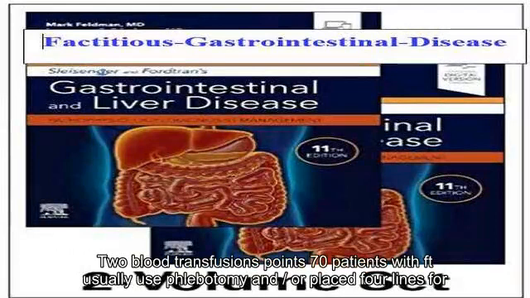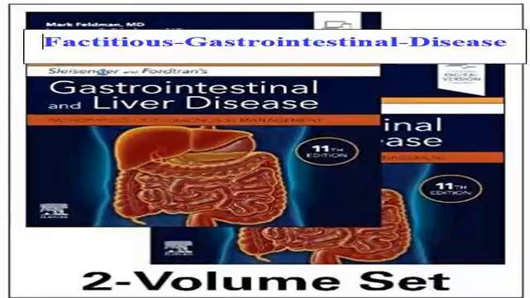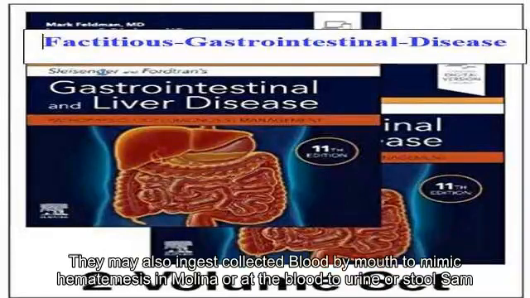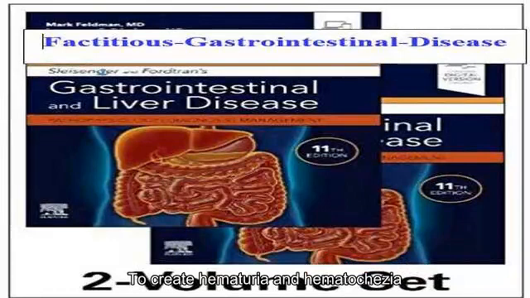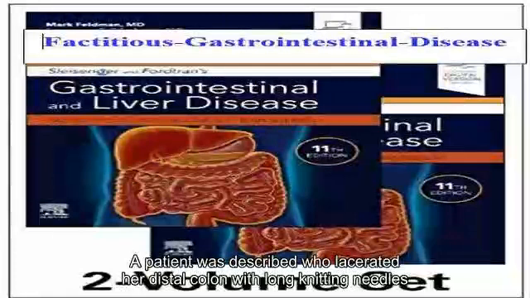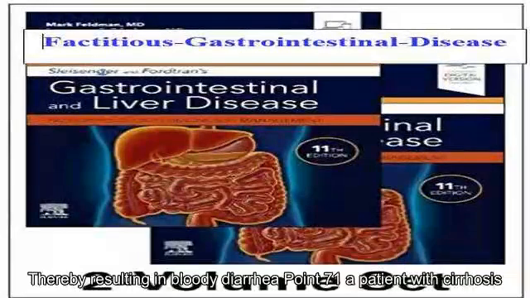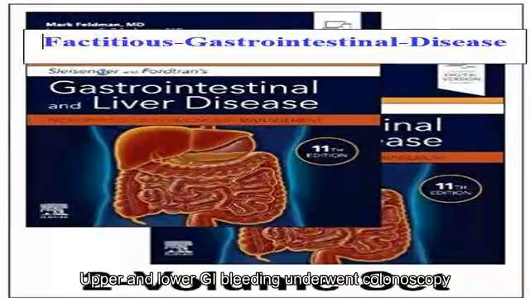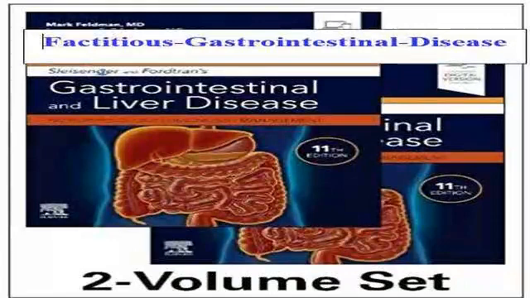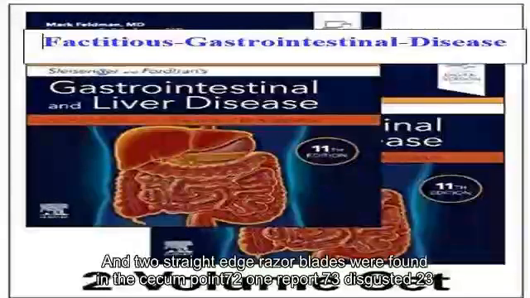70 Patients with FD usually use phlebotomy and/or PIC lines for self-bloodletting to create factitious anemia. They may also ingest collected blood by mouth to mimic hematemesis and melena, or add the blood to urine or stool samples to create hematuria and hematochezia, respectively. A patient was described who lacerated her distal colon with long knitting needles, thereby resulting in bloody diarrhea. 71 A patient with cirrhosis and acute upper and lower GI bleeding underwent colonoscopy, which revealed linear ulcers in the rectum, and 2 straight-edge razor blades were found in the cecum.